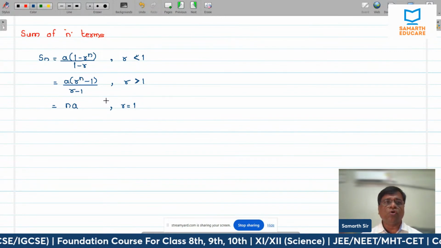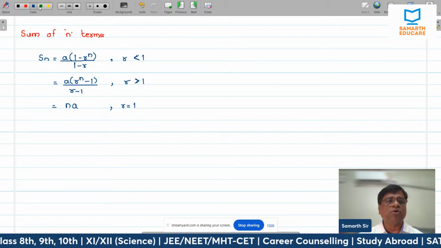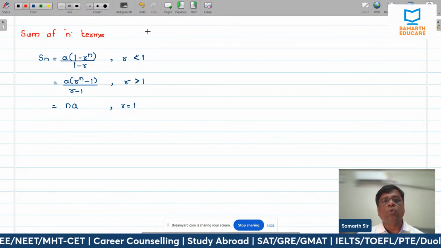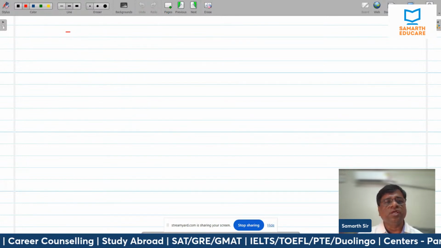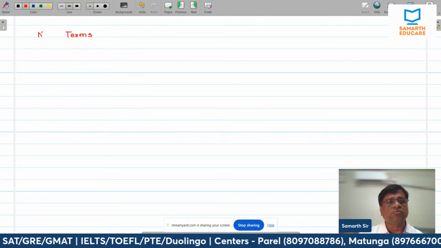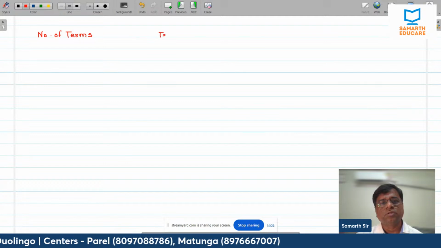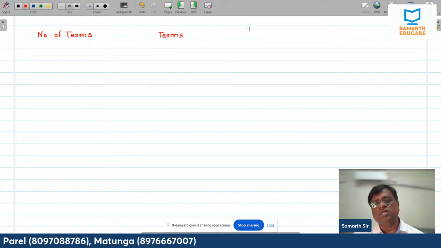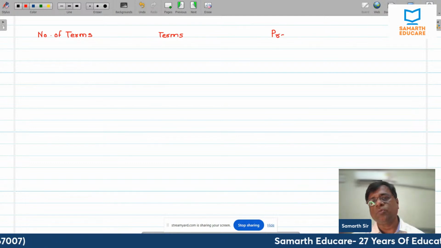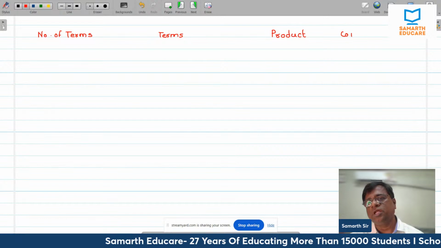Then few small concepts we need to understand. They haven't asked yet, but it is a part of your syllabus, hence I'm mentioning it here. If you remember, in terms of AP also we did this: number of terms. If number of terms is given to us, then what are the terms? In AP, we discussed about the sum. Here we are going to discuss about the product. And what will be the common ratio in this case?